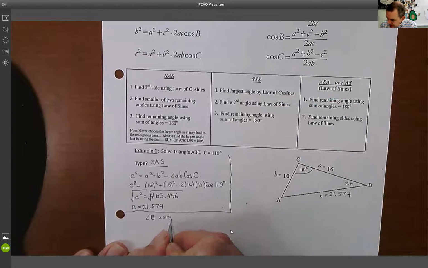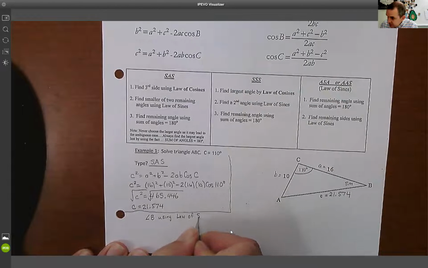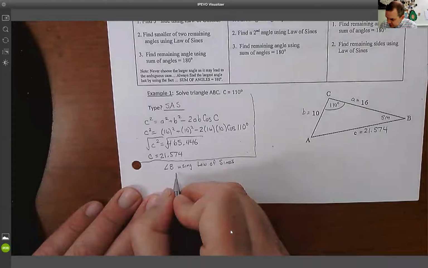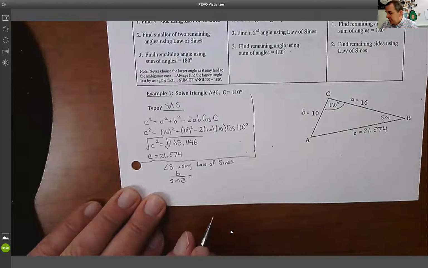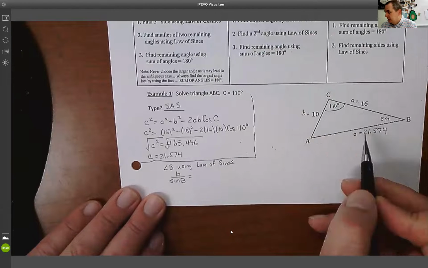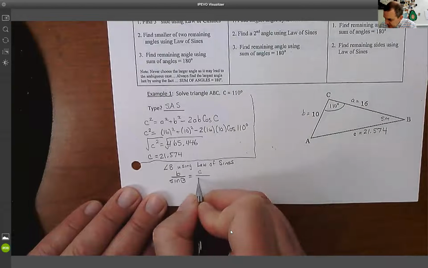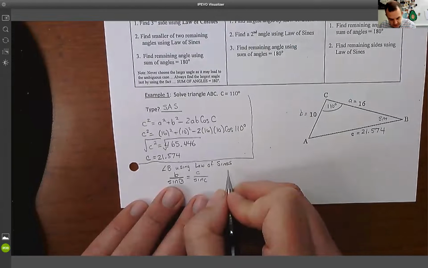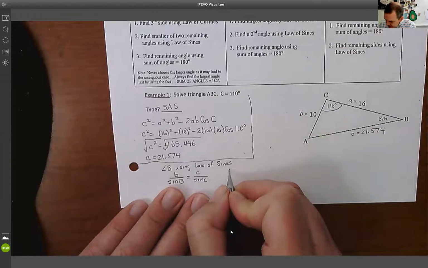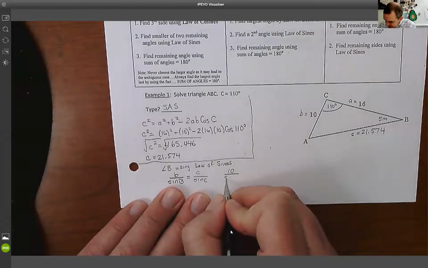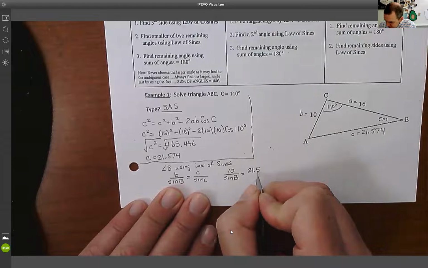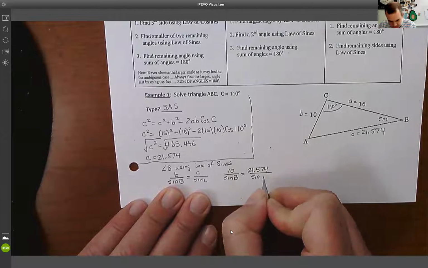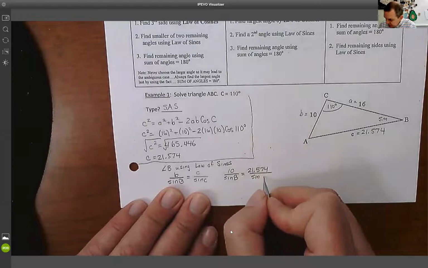So what I'm going to do is find angle B using the law of sines. Using the law of sines says we're going to do b over sine b equals, and in this case, we need to pick the one we know. We know angle C, we know side C, so we're going to do C over sine C. So this is going to be 10 over sine of B equals C, which is 21.574, over sine of C, which is 110 degrees.